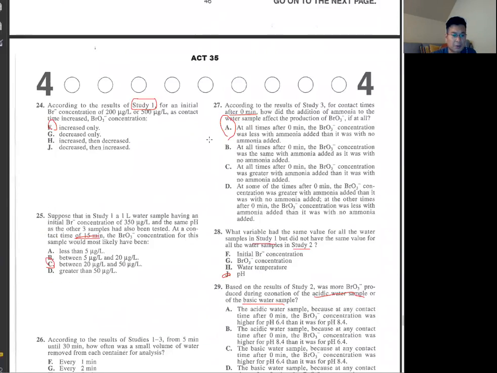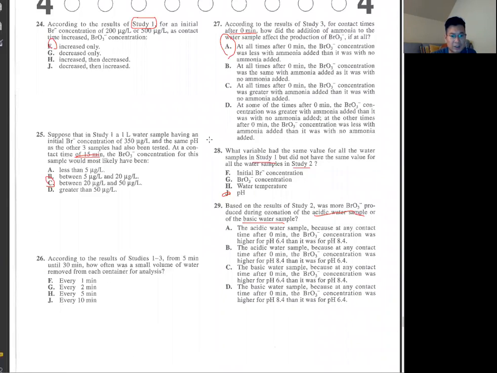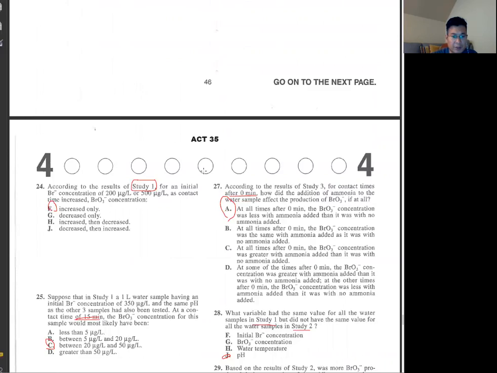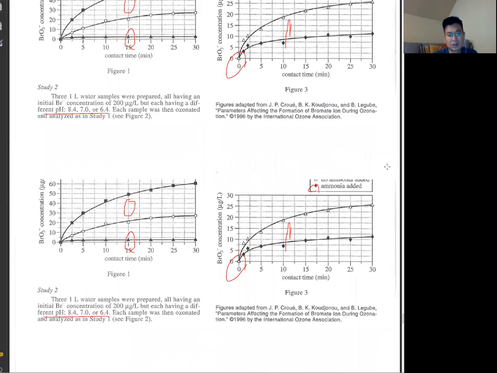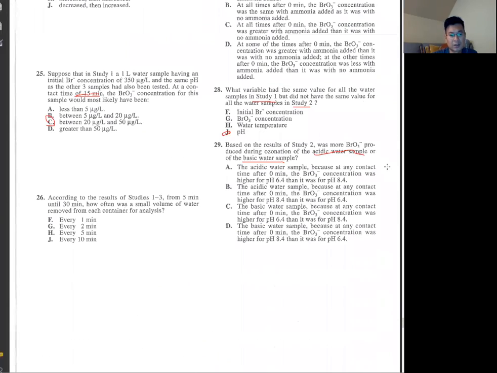And then coming back to the question, it asks whether we see more BrO3 in the acidic water sample or the basic water sample. So higher BrO3, which is the circle one, right? So 8.4 is the higher. The lower number is more acidic and the higher number is more basic. So it has to be basic, because of the higher concentration. So it's D.